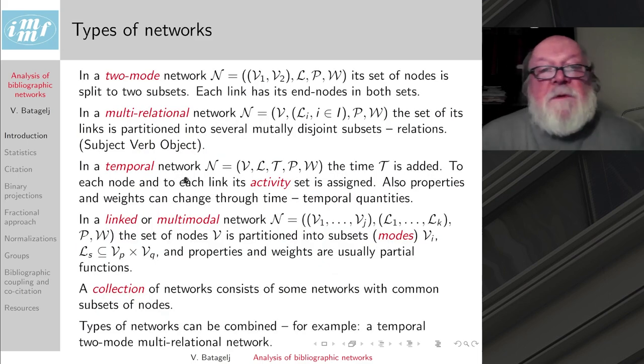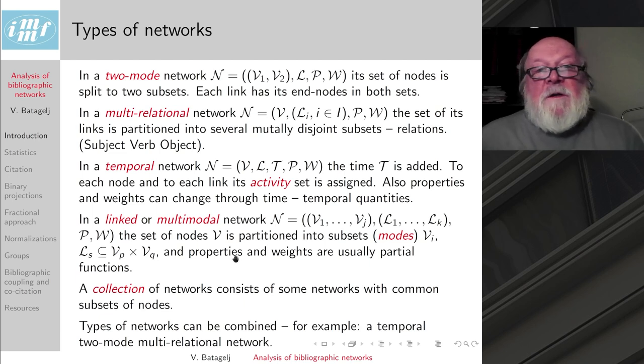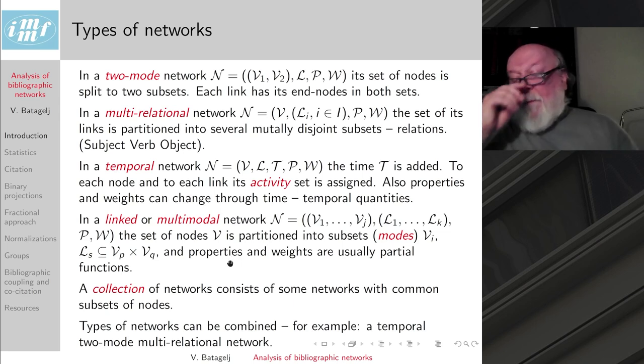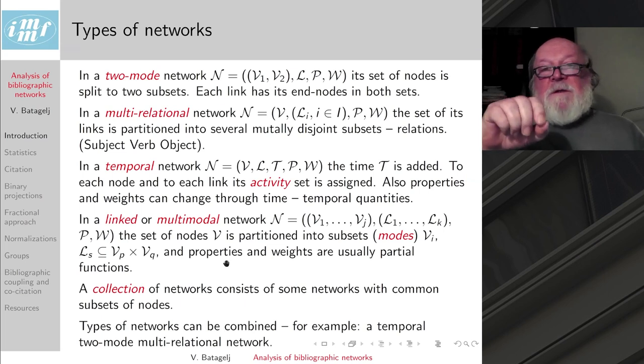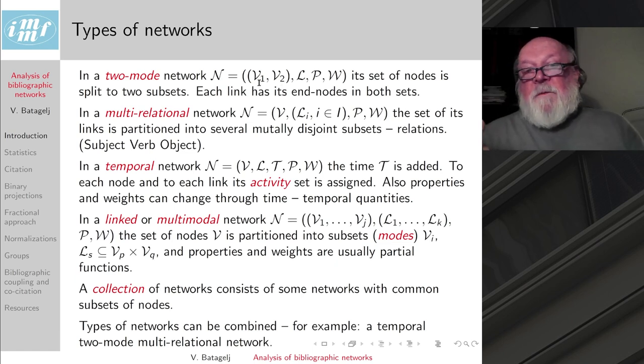Now, besides this general notion of a network, there are some special types of networks. The first one are so-called two-mode networks. In two-mode networks, the set of nodes is split into two subsets, V1 and V2, and each link has its end nodes in both sets. So the links are linking a node from the first set to a node from the second set. There are no links inside the first set and no link inside the second set.